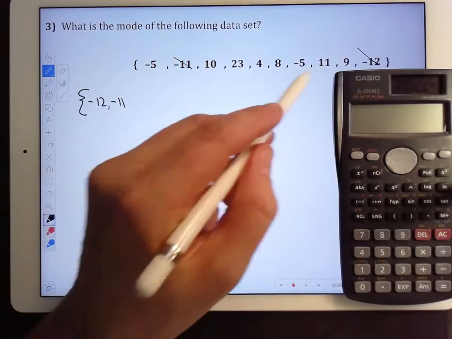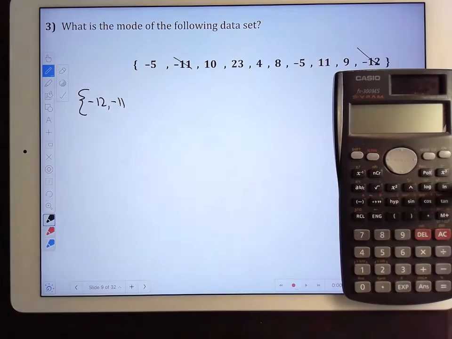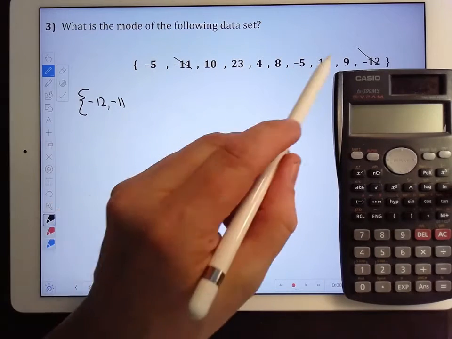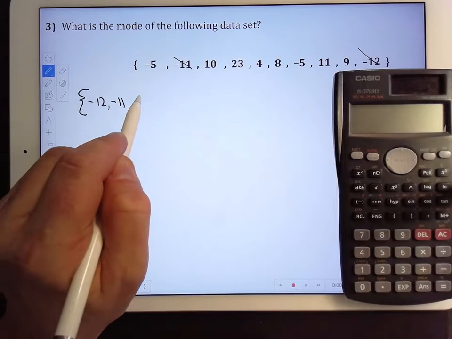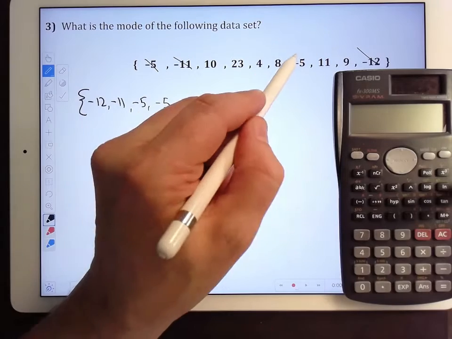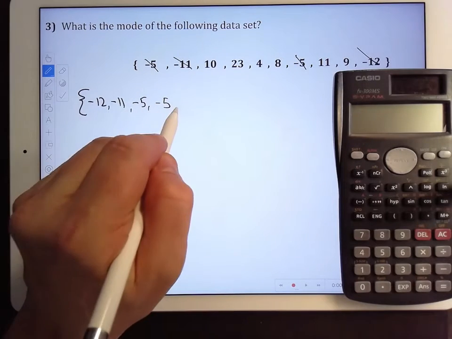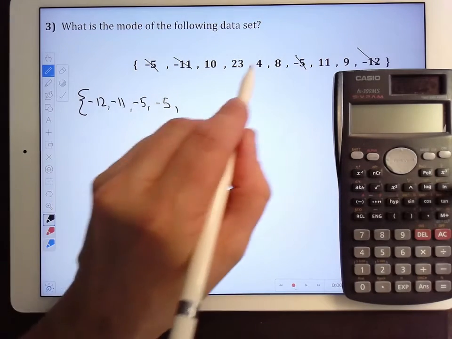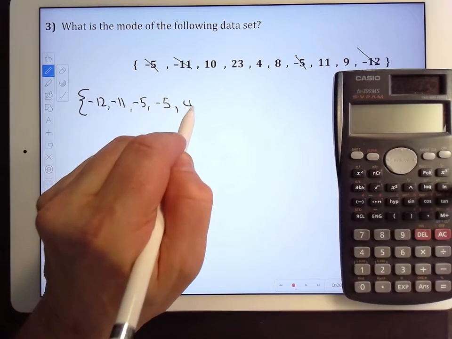lowest numbers first. Oh, I almost got fooled there. That's a positive. So I'm just going to continue looking for my numbers. Scratch that one out and that one out. And the next biggest will be the number 4.